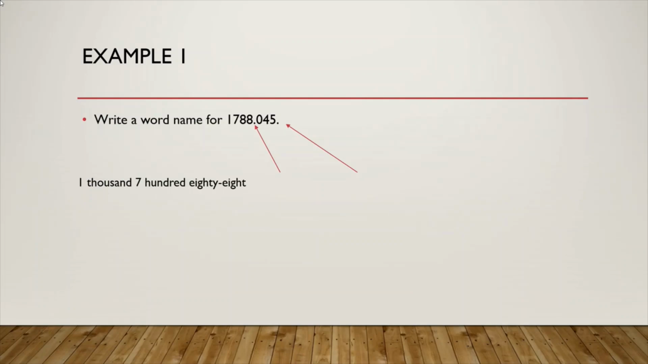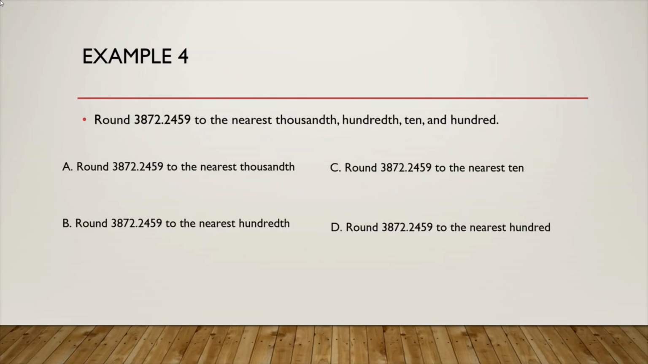So you have 1,788. The decimal you replace with "and." Then to pronounce the other portion of the decimal, you would say the number as is, but you would end with the place value where it's at. So it would be 45 thousandths because that 5 is in the thousandths place. So my example numbers are off, but I'm going to continue.